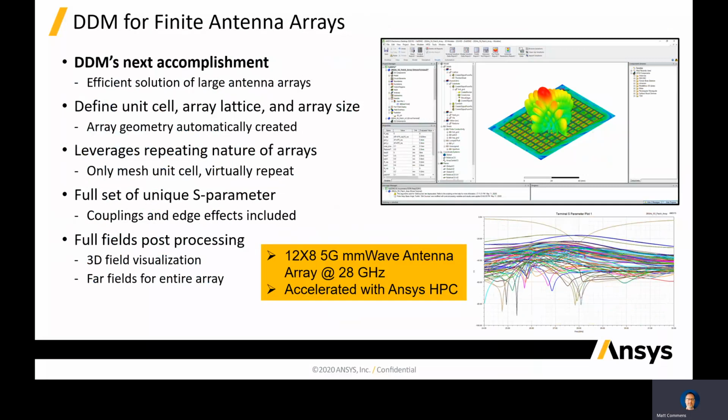Now, DDM wasn't complete. Its next accomplishment was finite-sized antenna arrays. Here we realize that with an antenna array structure, we have a number of unit cells that have the exact same geometry. So we just define one of those unit cells, the array lattice and the array size, and we just start meshing and solving the one unit cell. And then we virtually repeat the mesh and solve for the fully coupled antenna array with DDM.